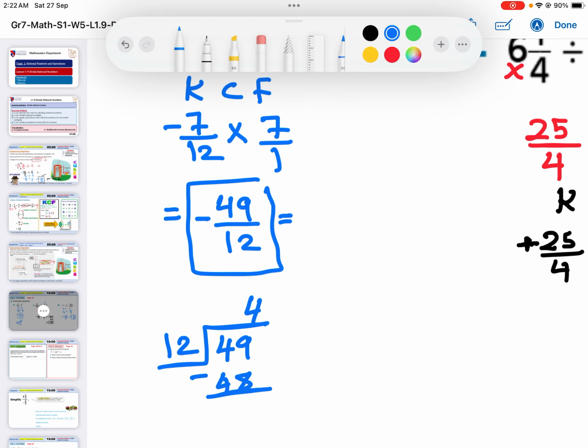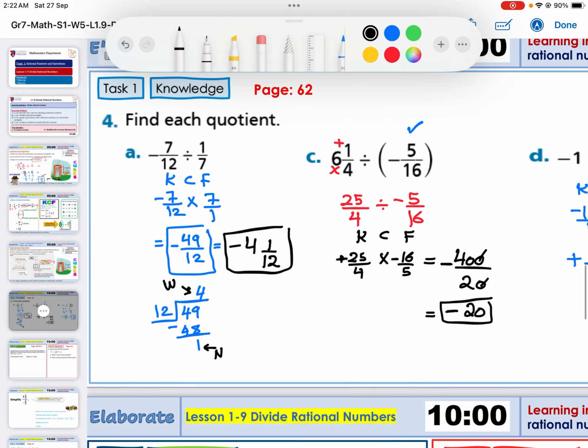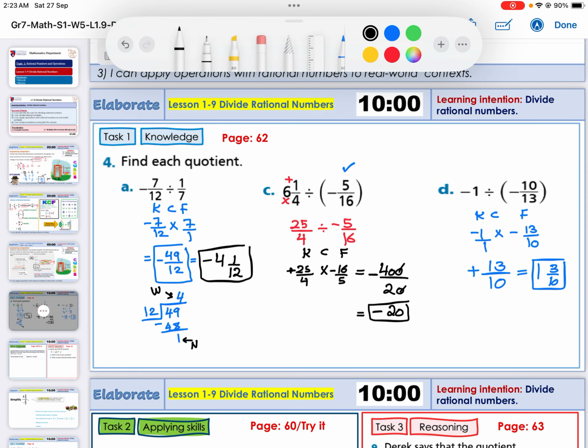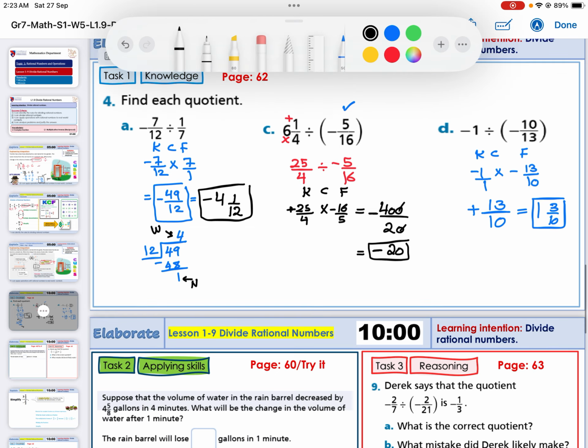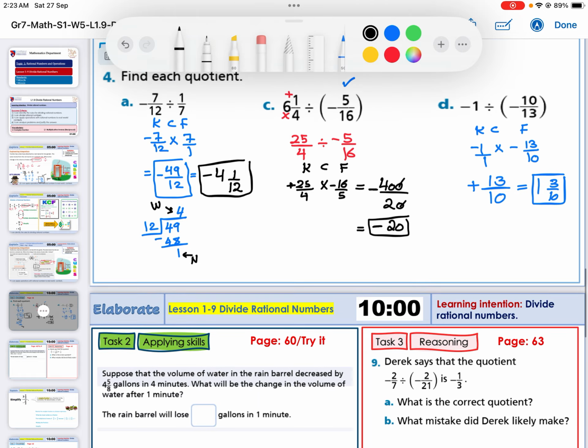Okay, guys. 49 minus 48, that's a 1. Okay, so remember, now this will be your whole, and this will be your numerator. So the final answer will be negative 4 wholes and 1 twelfth. 1 twelfth, okay? Or 1 out of 12. So this is how you guys simplify it. Okay, I wasn't going to simplify, but I guess we need to. Okay, so that's it for dividing rational numbers.